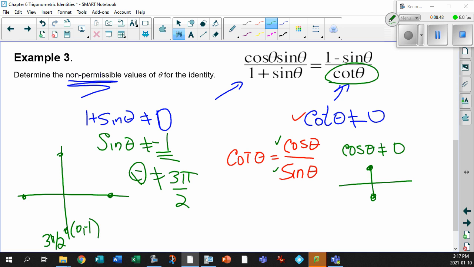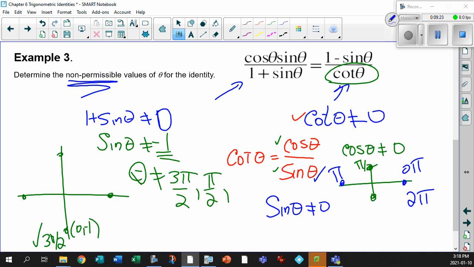Well, we've got this point already taken care of, right? Okay, so that's fine, but we don't have pi over 2. So let's add that to this. So theta cannot equal 3 pi over 2, and of course, pi over 2. Let's keep on going then. Where else? Well, we have to deal with sine theta now. You know that sine theta cannot equal 0. Where is sine 0? Oh, sine 0 is here and, in fact, here. So that's at 0, at pi, and, of course, 2 pi. So there are our other points.